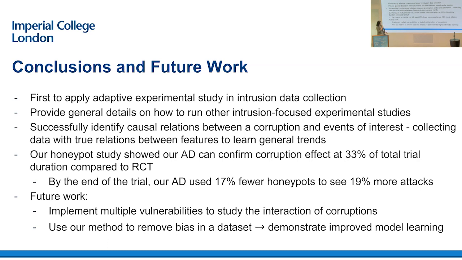In conclusion, we came up with this method to challenge the way in which we collect intrusion data to see whether an interventional study could be useful, could be interesting, and could be done better. We then showcase our method using honeypots. We confirm the corruption effect. We could have said after the first stage that the control group obviously doesn't get exploited as much as the one that we corrupted.